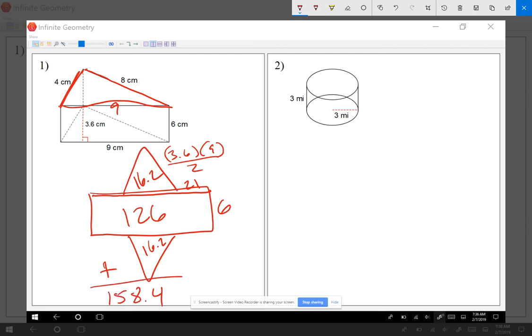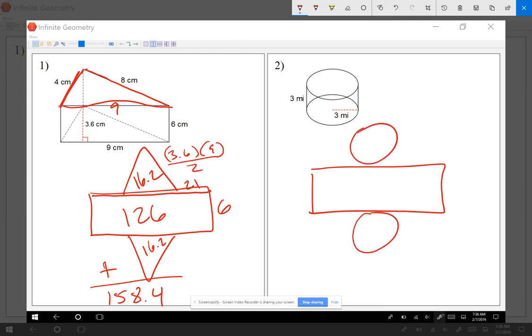I'm looking at a big rectangle and two bases. That's basically it, including cylinders. I'm looking at a big rectangle and two bases. For my circles, I notice that the radius is 3. From the center all the way to the edge, I notice it's 3.